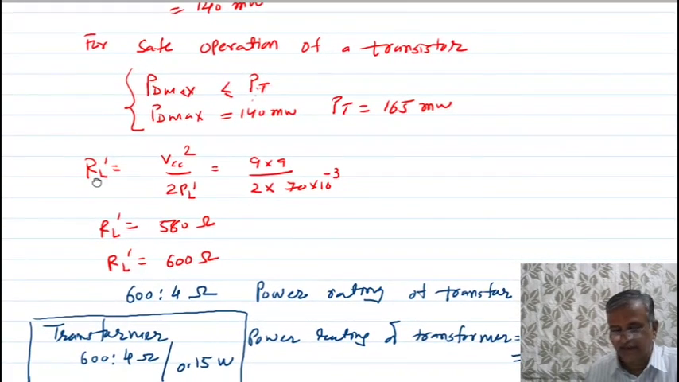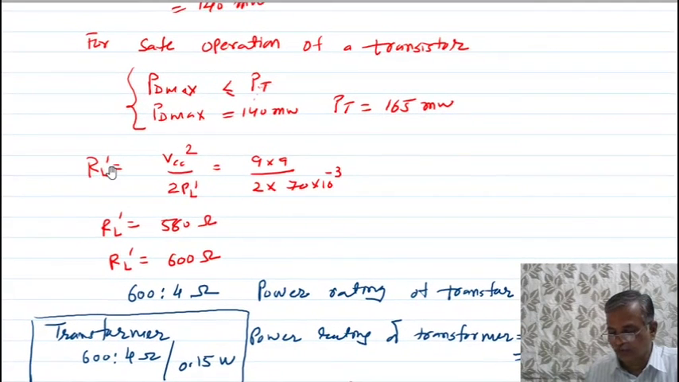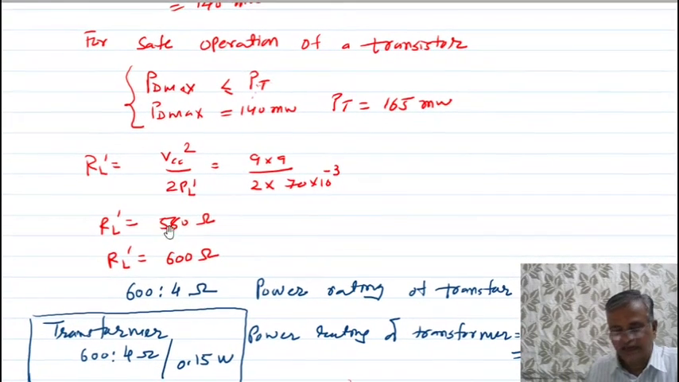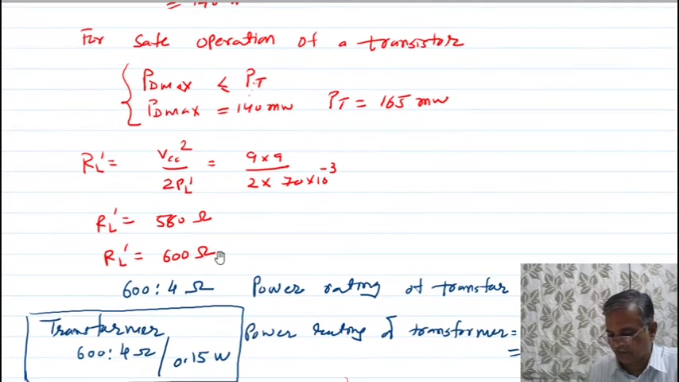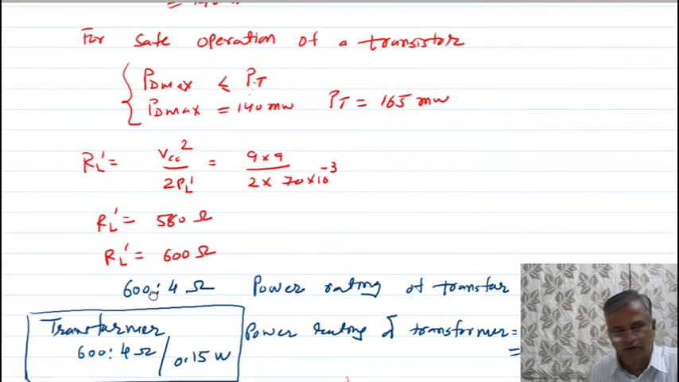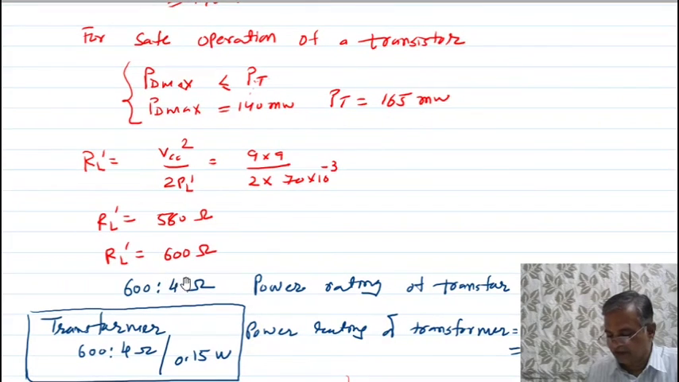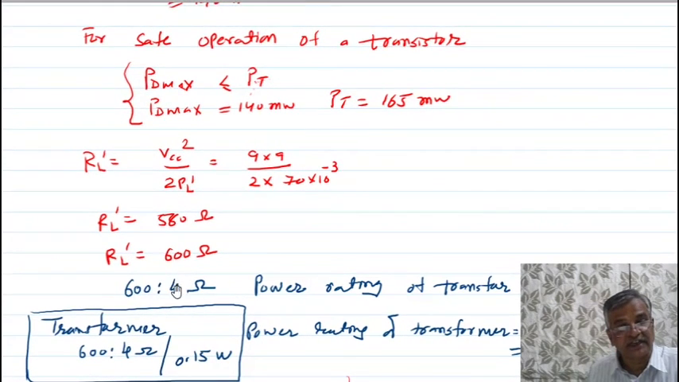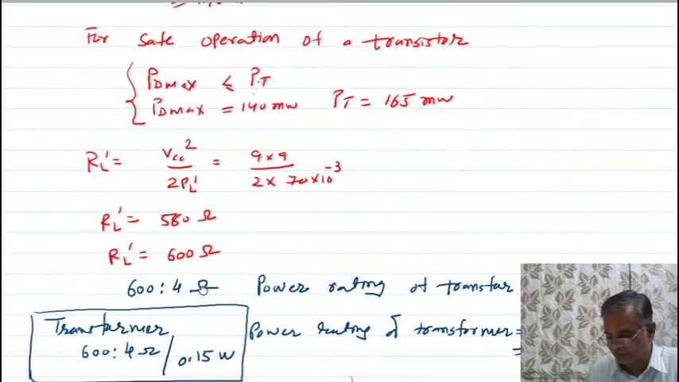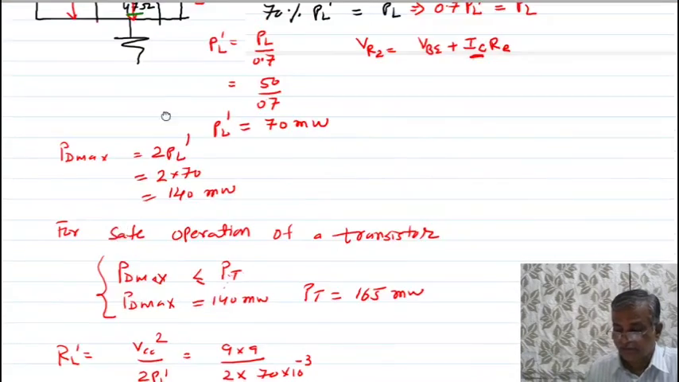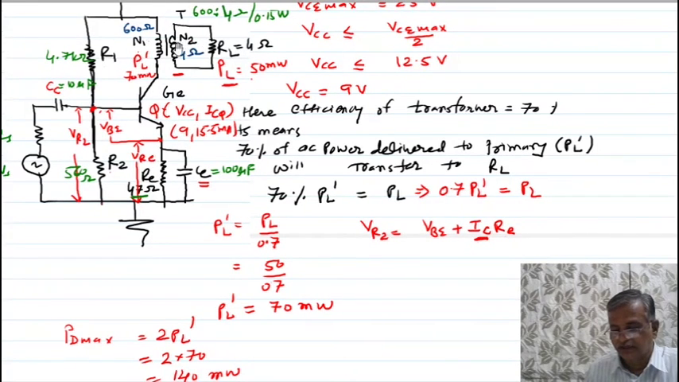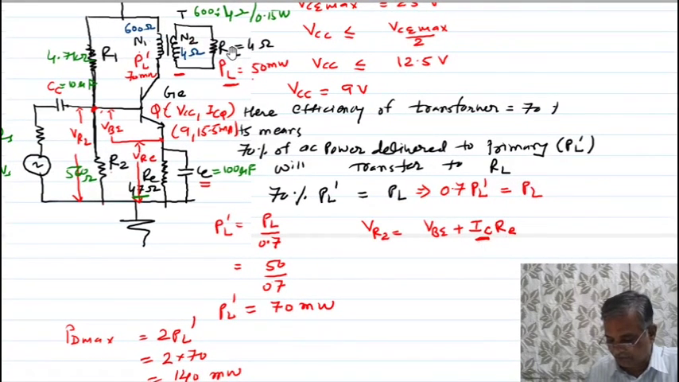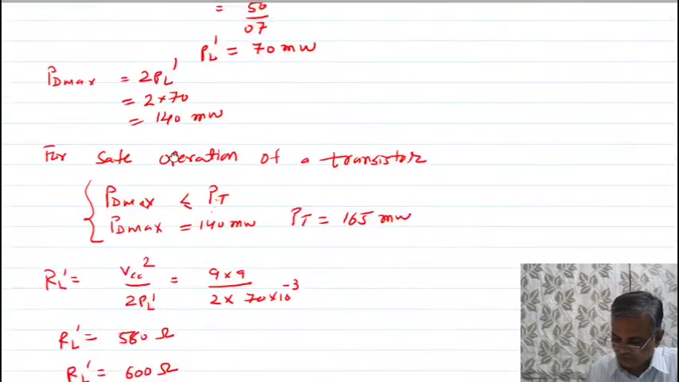What is RLS? The reflected load from secondary into primary is given by this. So RLS should be how much? 580 ohm. If you want to go for the exact value, you can go exact. I have taken a round off. So the primary impedance should be of the order of 600 ohm and the secondary impedance of the transformer should be 4 ohm because this load is 4 ohm. So this impedance should be matched with this. If these two are equal, then maximum power will be transferred. So that's how I have taken.